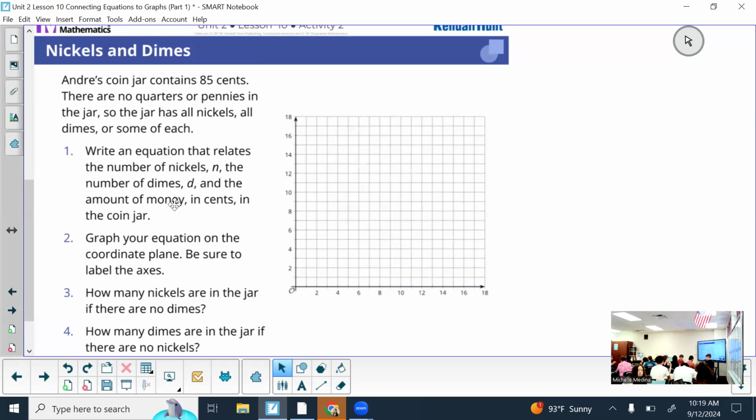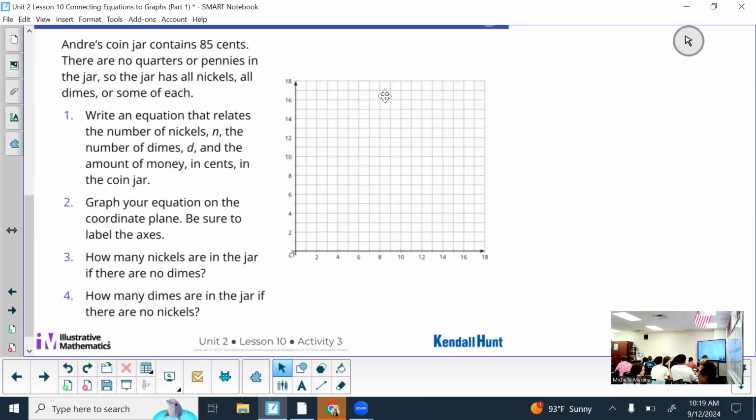So nickels and dimes. Andre's coin jar contains 85 cents. There are no quarters or pennies in the jar. So the jar has all nickels, all dimes, or some of each. You need to write an equation that relates the number of nickels N and the number of dimes D and the amount of money in cents in the coin jar. Graph your equation and answer these questions.